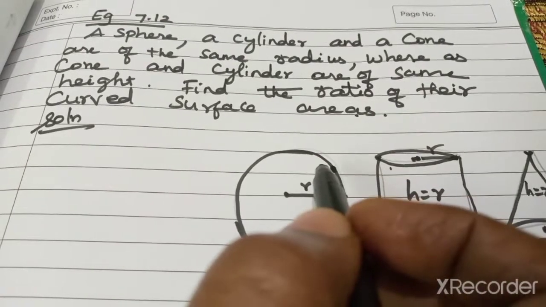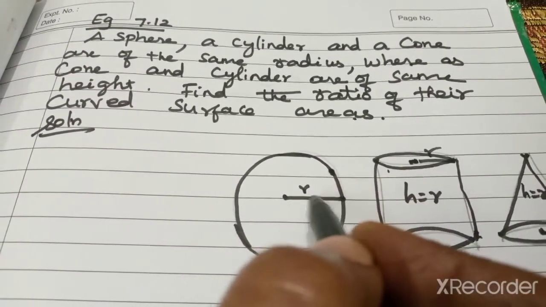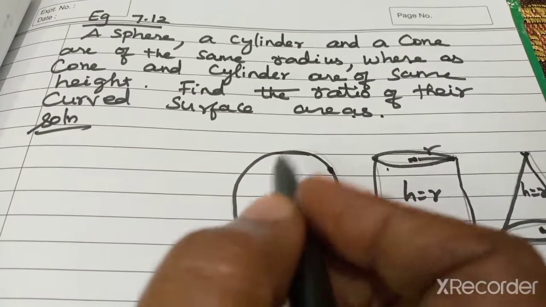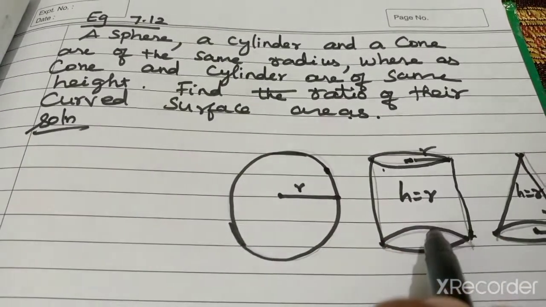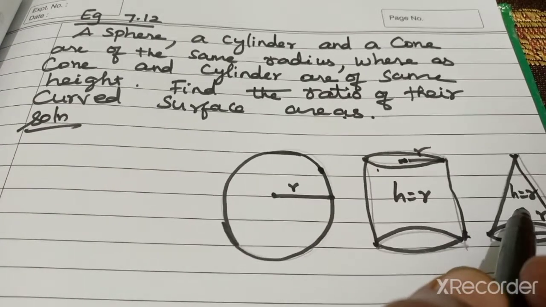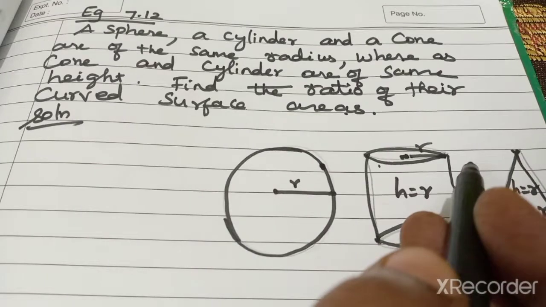Then find the ratio of their curved surface areas. So the curved surface area of these 3 you have to know. You should know, then only we can do. What is the curved surface area of the sphere? 4 pi r square. What is the curved surface area of the cylinder? 2 pi r h. What is the curved surface area of the cone? Pi r l. Okay, if you know these 3 formulas, you can do this sum easily.